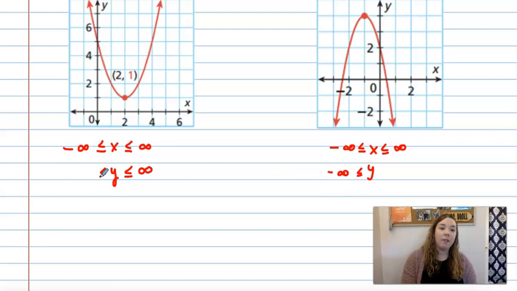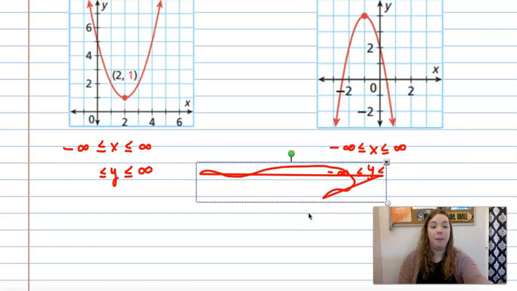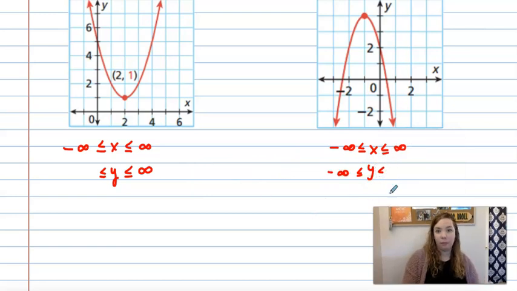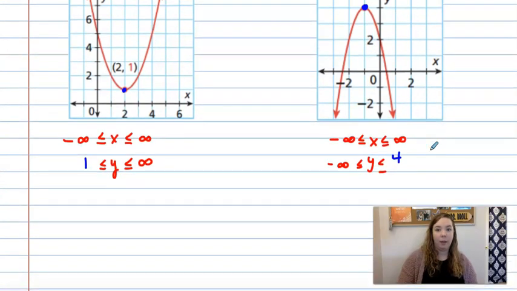Now to find this other value here, you have to look at your minimum and maximum. So here, this has a minimum, and its minimum is 1. You're looking at the y value here. The very lowest it can be is positive 1. When it opens downward, you have a maximum, and the very biggest it can be is positive 4 here. Okay, so those are our domain and range for these two.